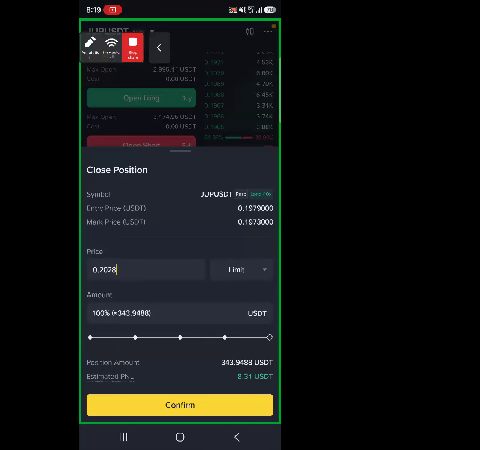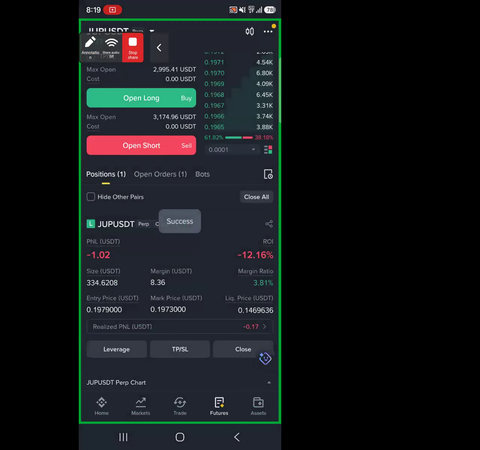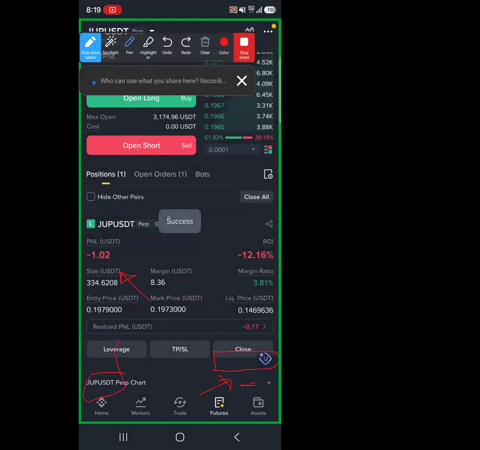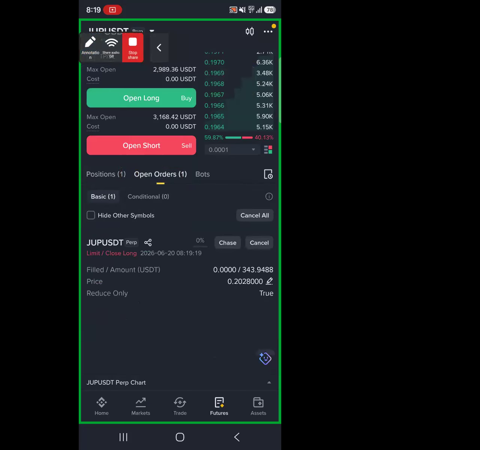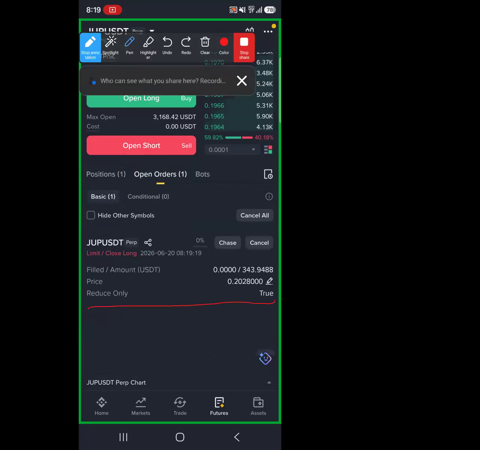So you just confirm like that, and once you do that, you're going to have a pending order, an open order. This is your position order, and this is your open order, what is waiting to be fulfilled. So when you tap on it, you see, this is the instruction you'll have.